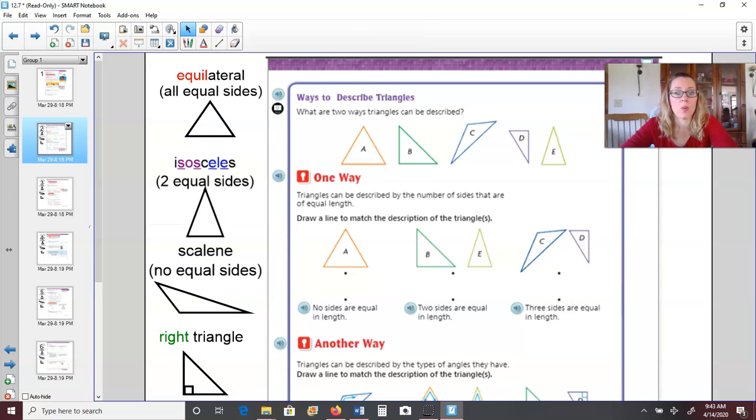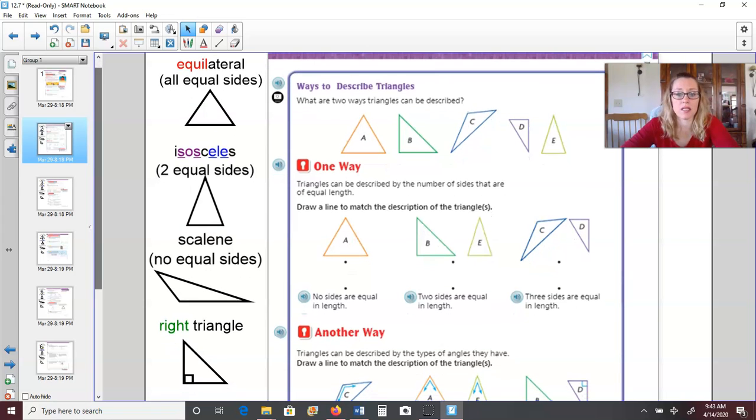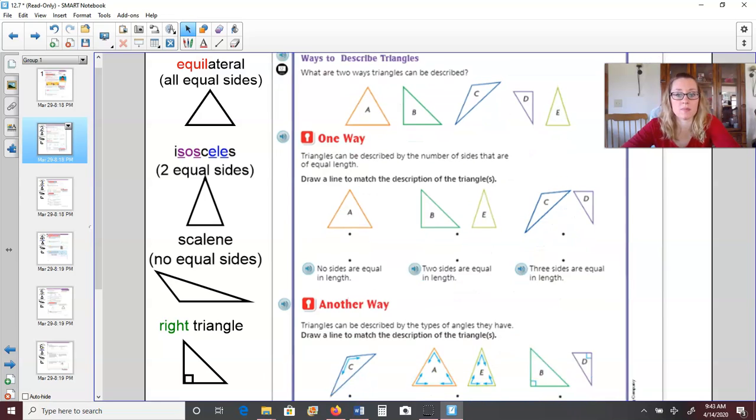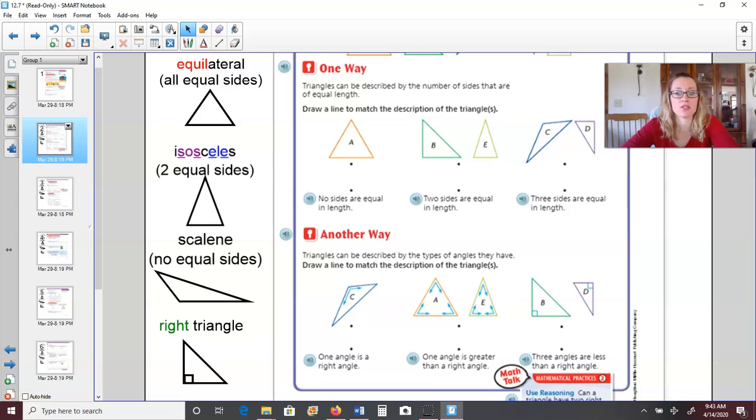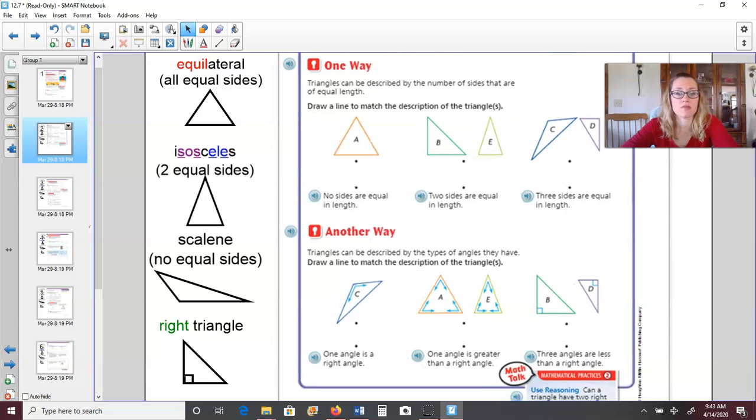And it says, ways to describe triangles. What are 2 ways triangles can be described? So they drew 5 different triangles for us, A, B, C, D, and E. And if we look at these triangles, we could try to classify them by the lengths of their sides, okay? And I'm going to teach you guys a little bit extra than what our book does because there are specific names for certain types of triangles.